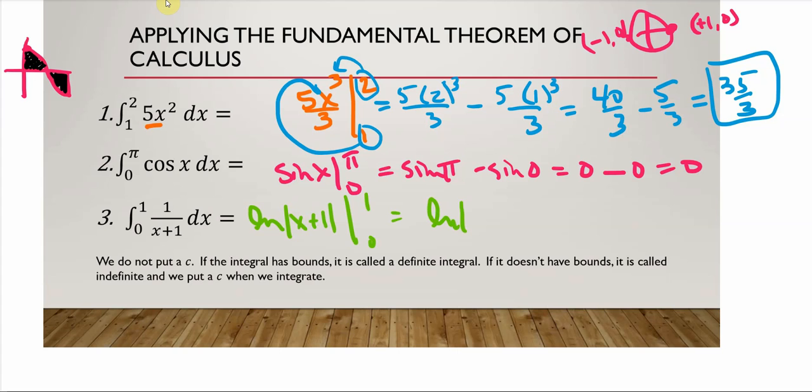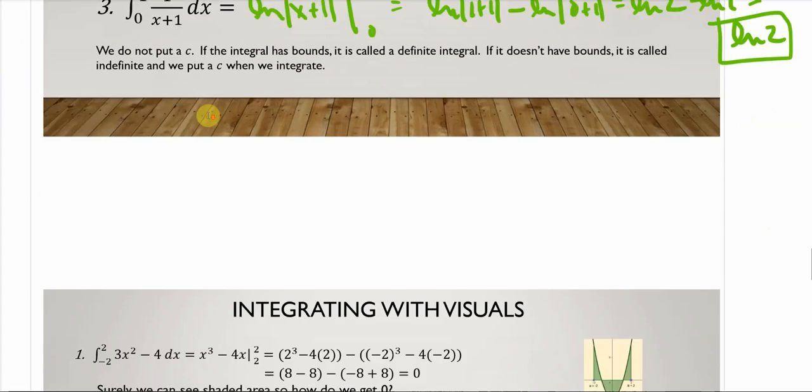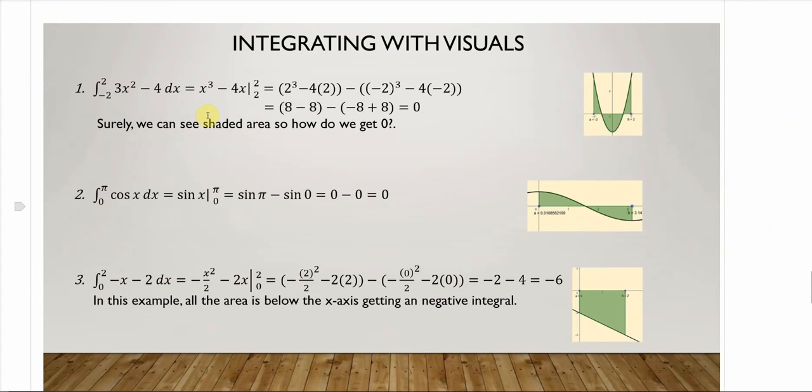I'm going to get ln of 1 plus 1 minus the ln of 0 plus 1. That's going to give me the natural log of 2 minus the natural log of 1. And the natural log of 1 is 0, so my answer is going to be ln of 2. Okay? Now, on the next slide, you're going to notice that I did 3 of them. I did 3 fundamental theorem of calculus problems. And I also included the visuals that correspond to each integral.